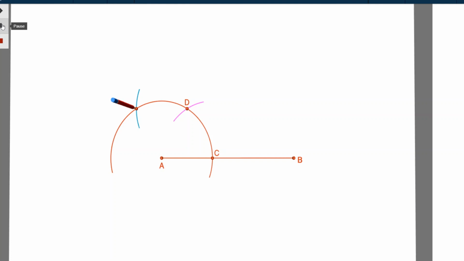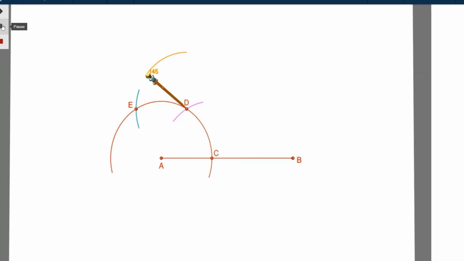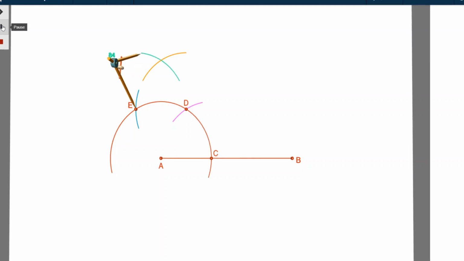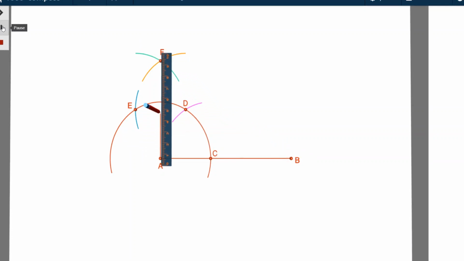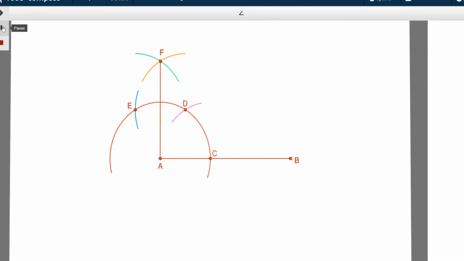With D as center and the same radius, draw an arc to intersect the first arc at E. Now with D as center and any radius, here you can change the radius, draw an arc. And with E as center and the same radius as you took with center D, draw an arc which intersects at point F. Now join AF. Now angle FAB equals 90 degrees.